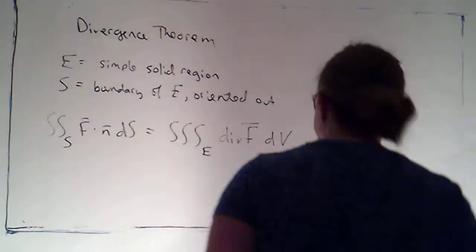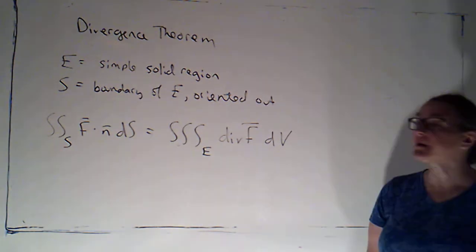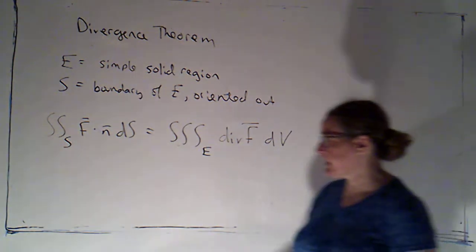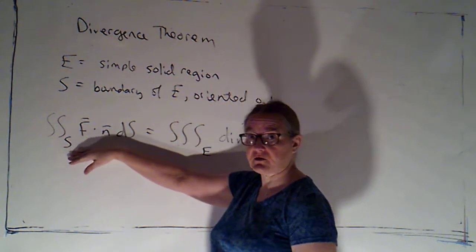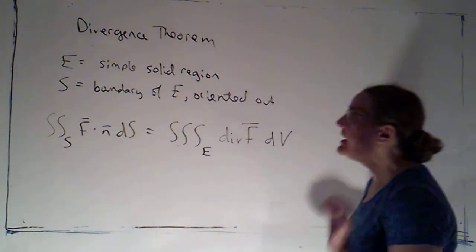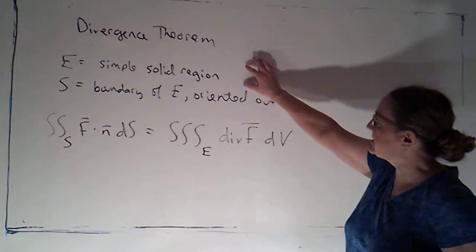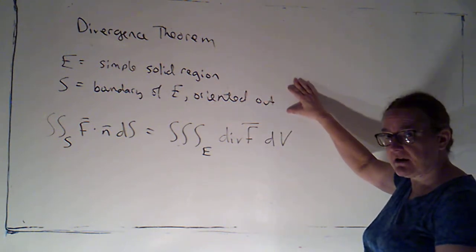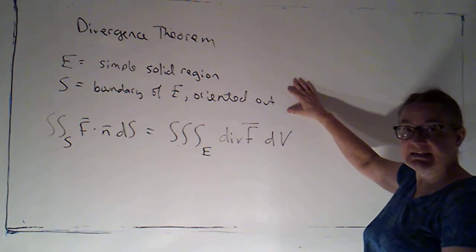The divergence theorem is the theorem that gives us an alternative for calculating flux integrals. Flux integrals, by definition, can be calculated as a surface integral across a surface. The divergence theorem applies when I have a simple solid region and S is the boundary of that region oriented out.